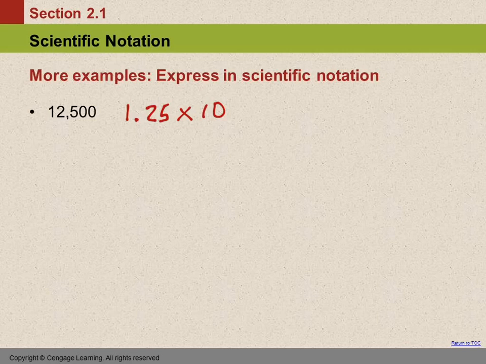Then we look at this number, and the decimal point originally was here. I don't know how it keeps doing that. It was here. And we go 1, 2, 3, 4. So we moved it 4 places. That's the number. Is it positive or negative? 12,500. Big number, small number? Big number, positive exponent.